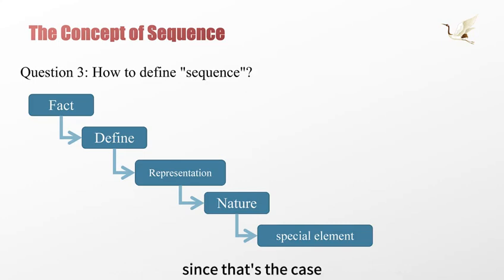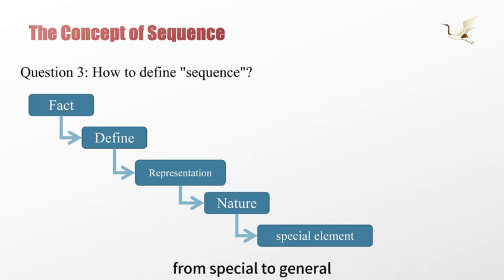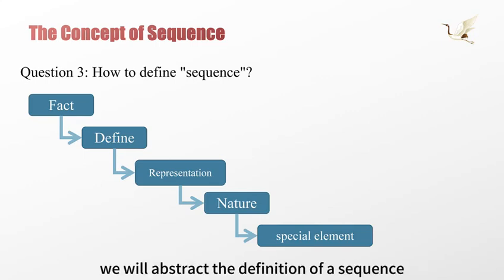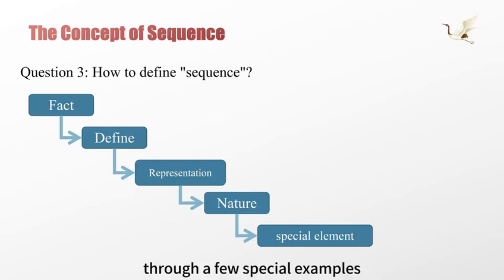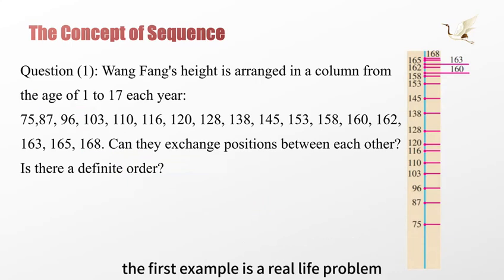Since that's the case, how can we define a sequence? Starting from facts, from special to general. Okay, next we will abstract the definition of a sequence through a few special examples. The first example is a real-life problem.